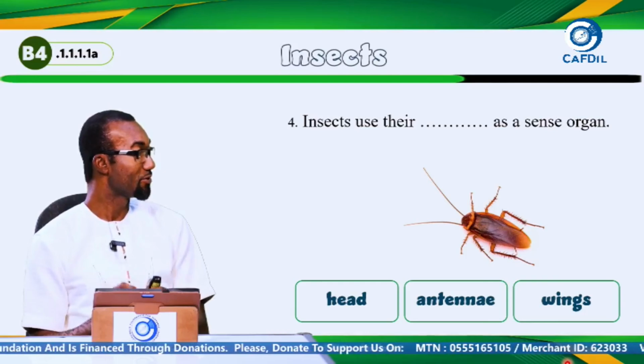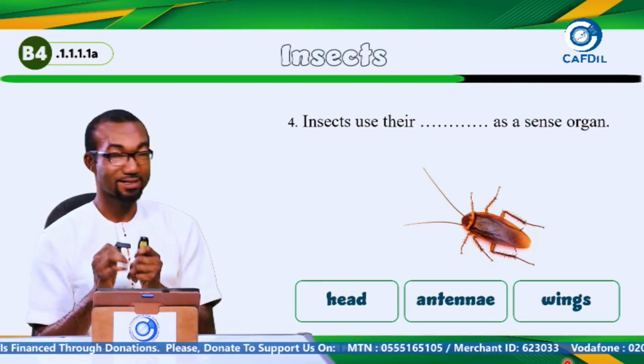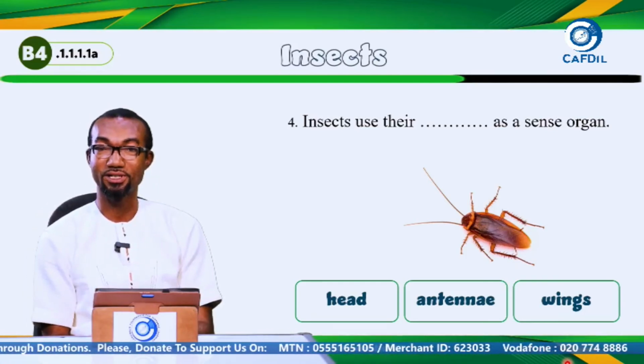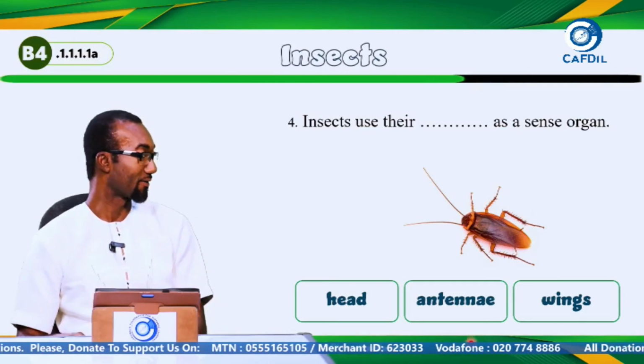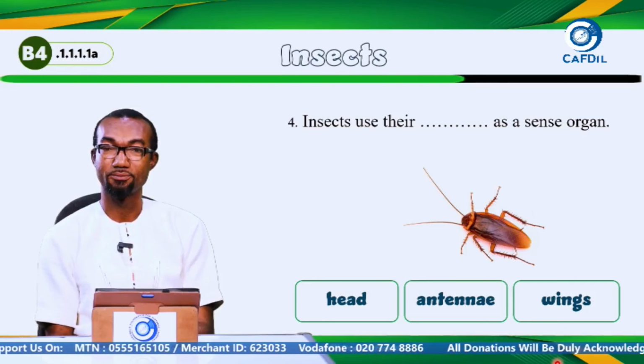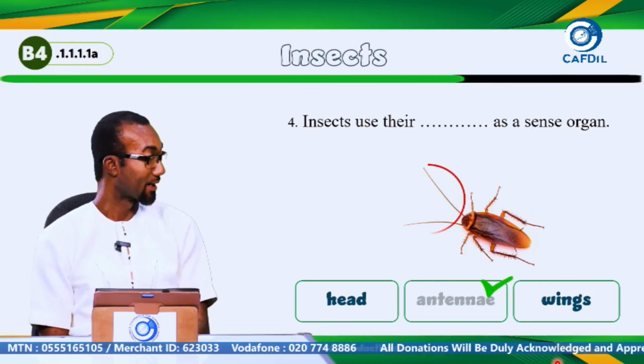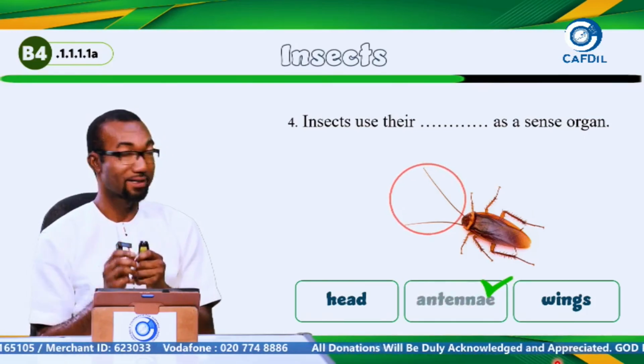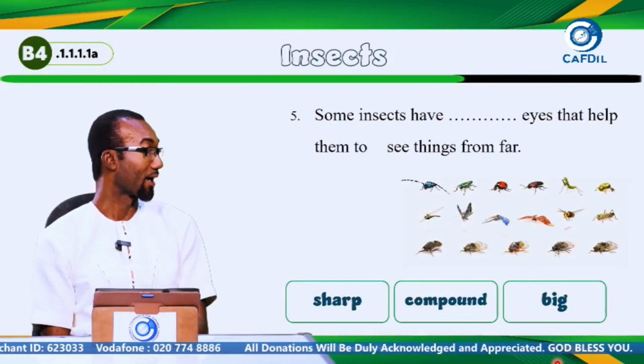Next, insects use their dash as a sense organ. You have the head, you have the antenna, and then we have the wings. Good. Antenna. Insects use their antenna as a sense organ.